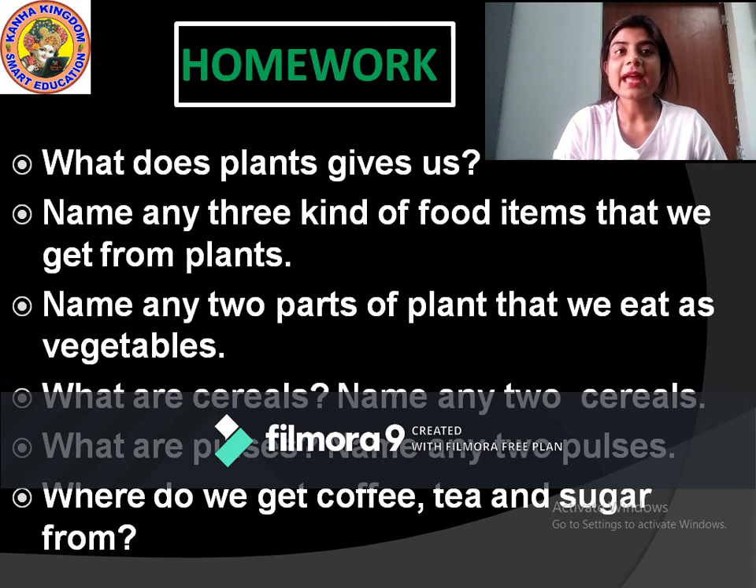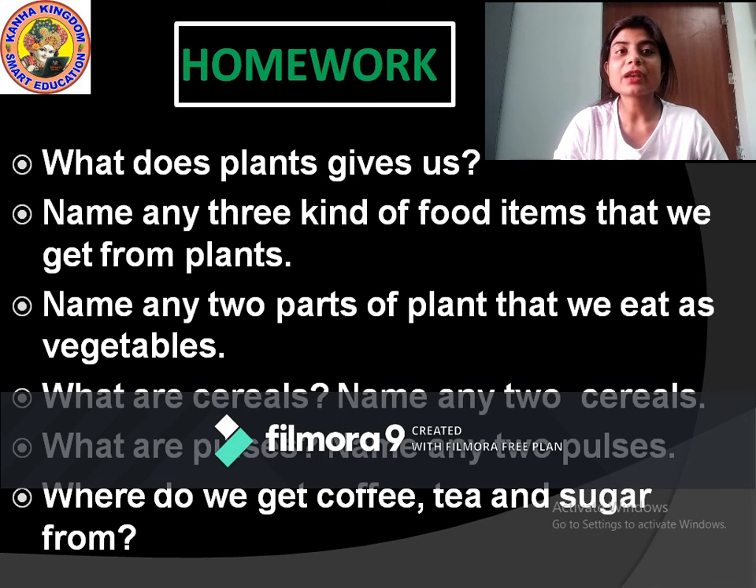Then what are pulses? Seeds of certain plants that can be eaten as food are called pulses. What are the examples of pulses? You can say gram, beans, lentils.